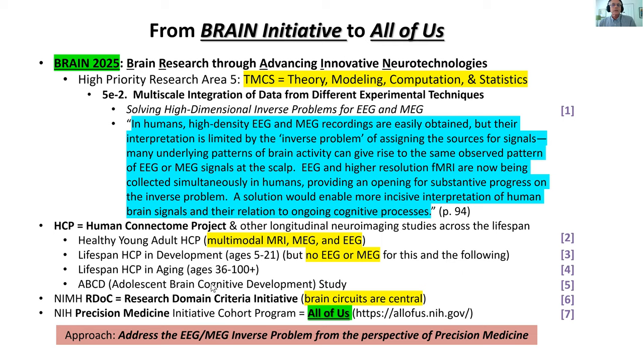All the analysis takes place at UC. That's called the ABCD, or Adolescent Brain Cognitive Development Study. It also doesn't have EEG or MEG.